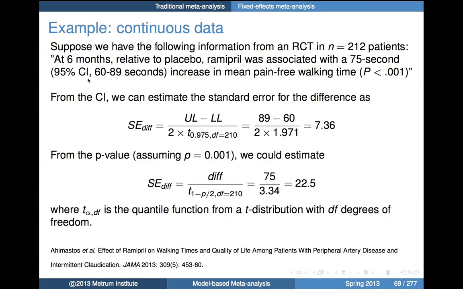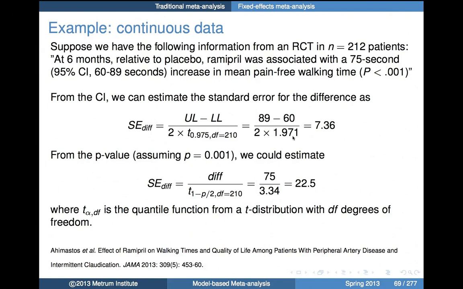So in this case, it's a 95% confidence interval, and we have 212 patients. So we're estimating 2 mean values, one in the ramipril group and one in the placebo group. So we would take the t value from a t distribution with 210 degrees of freedom, so that's 212 minus 2, at a percentile of 0.975, corresponding to a 2.5% upper tail of the t distribution. So when we plug all those in using the values we have from our study here, the numerator is 89 minus 60. That comes from our confidence interval. And the t statistic in the denominator is 1.971.